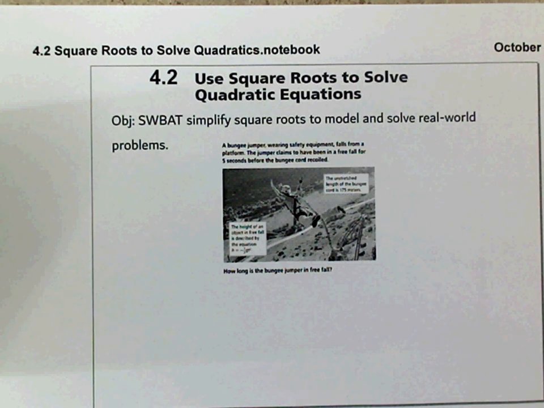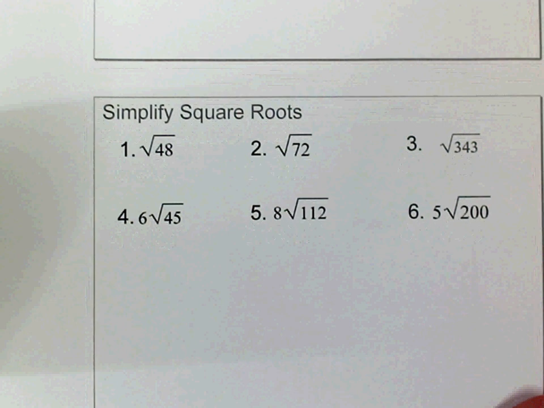An example is a bungee jumper wearing safety equipment who falls from a platform. The jumper claims to have been in free fall for 5 seconds before the bungee cord recoiled. So that's an example of how you would use this. But before we start, let's see if you guys remember how to simplify square roots.